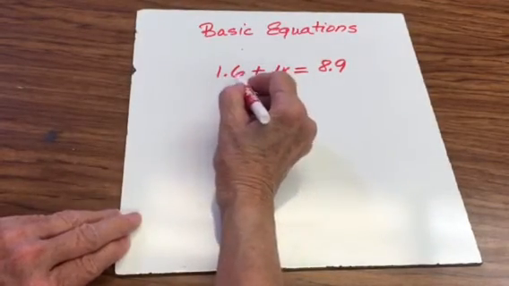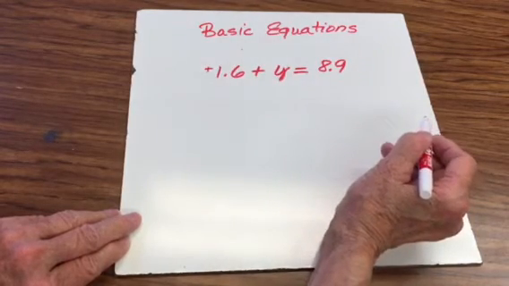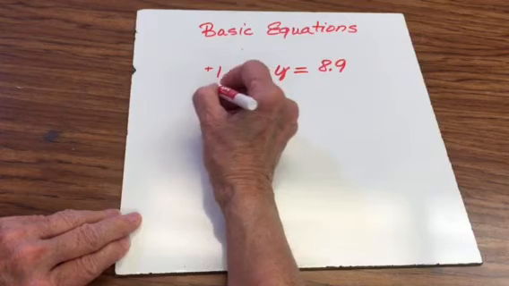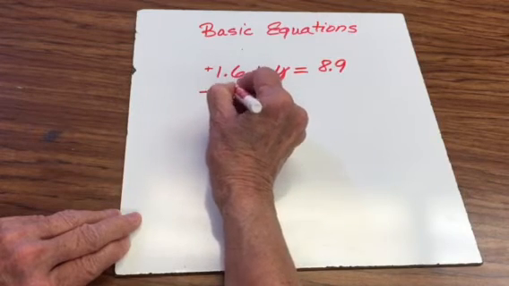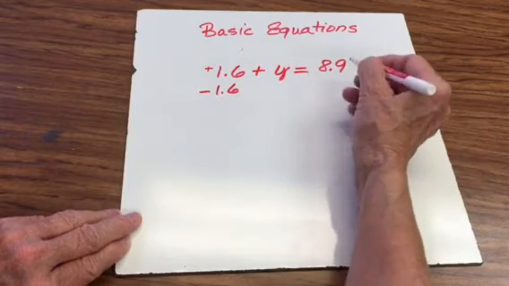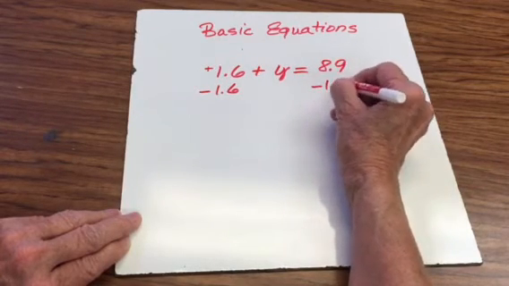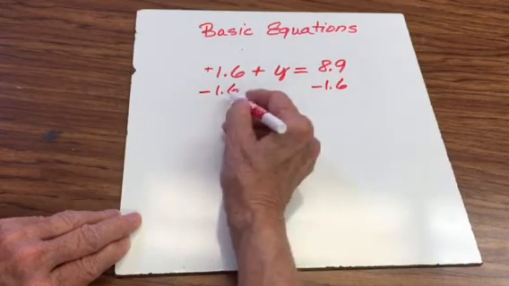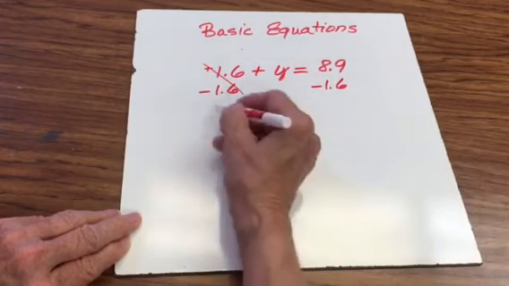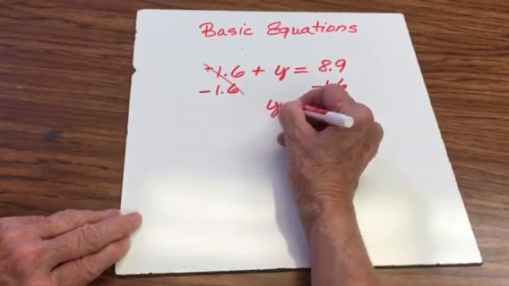In order to solve this problem, I have to get rid of the positive 1.6. To do that, I go -1.6. Because I've done it on the left side of the equation, I have to do it on the right side of the equation as well. -1.6. That goes away. We have a 0. The positive number we just write as y.